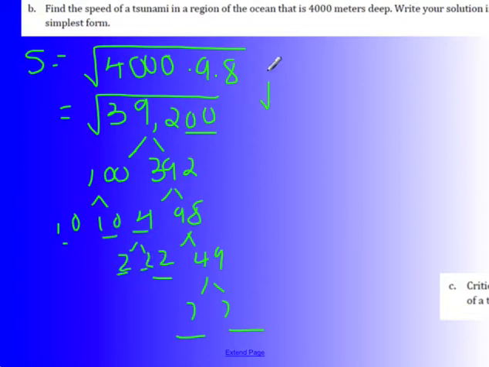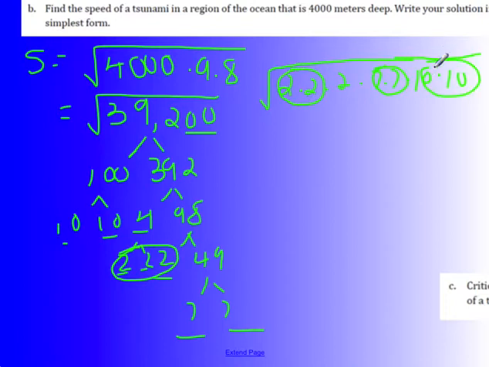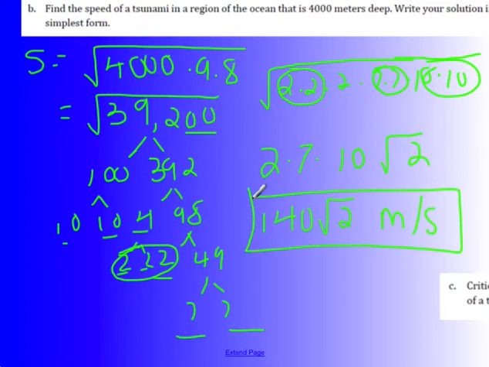So then underneath our radical, when we multiply all of that out, we have 2 pairs of 2s, and then we have a pair of 7s and a pair of 10s. So let's go ahead and circle our pair, circle our pair, circle our pair. So we're going to take a 2 out, we're going to take a 7 out, and we're going to take a 10 out. Then left underneath the radical is the square root of 2. So then 2 times 7 times 10 is 140, square root of 2, and then our label for speed is meters per second. So that's our final answer for part B.